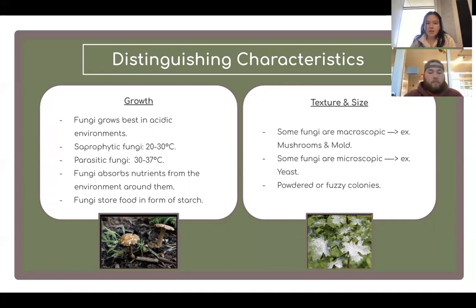For texture and size, it's all dependent on the species. Some fungi are macroscopic, like mushrooms and molds. Some fungi are microscopic, like most yeasts. And depending on the species again, it's either a powdered or a fuzzy colony.